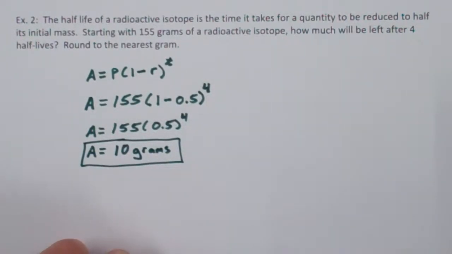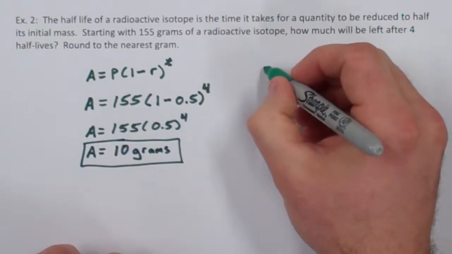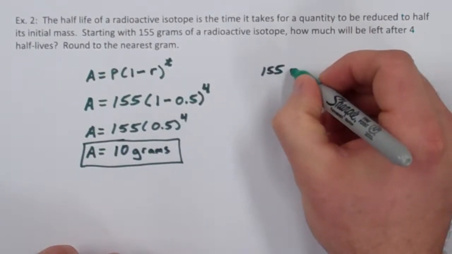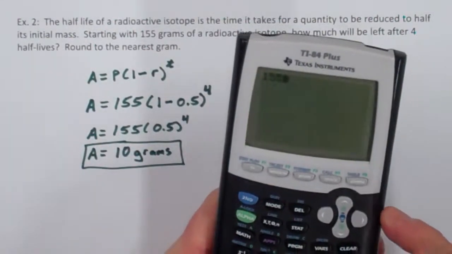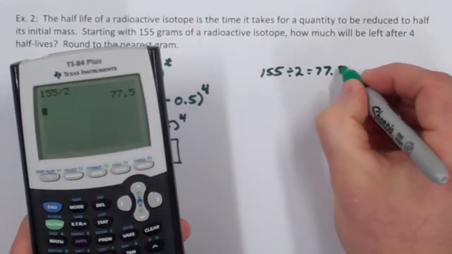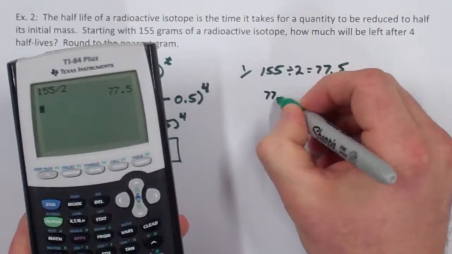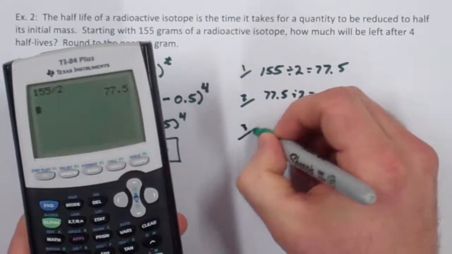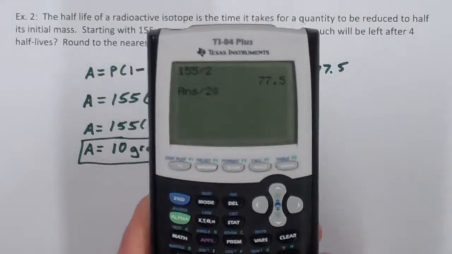There's another way to think about this as well. The other way to think about this is just to take 155 and just keep dividing it by 2. So if we divide that by 2, let's see what that is. 155 divided by 2, that's 77.5. So that's after 1 half-life. And then if we take 77.5, divide that by 2, that'll be after 2. We're going to need to go 3 and 4. So we're just going to take our answer, divide that by 2.